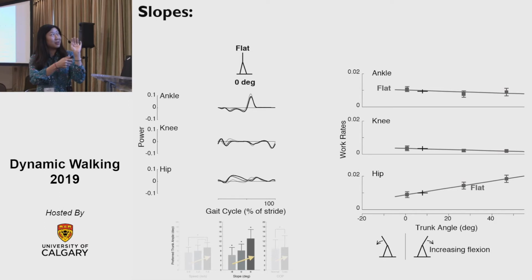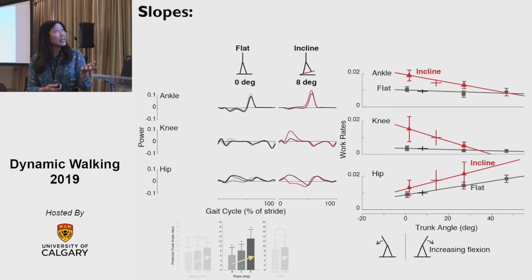This is the same normal data, so 1.2 meters per second on flat ground. And if we were to look at inclines, we now have similar trends where you also have the decrease in ankle power and this increase in hip. And you see something interesting happening with the knee right now. We haven't looked at it too closely, but you see more drastic changes at the knee.